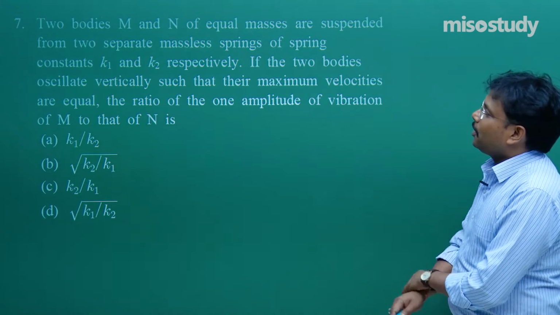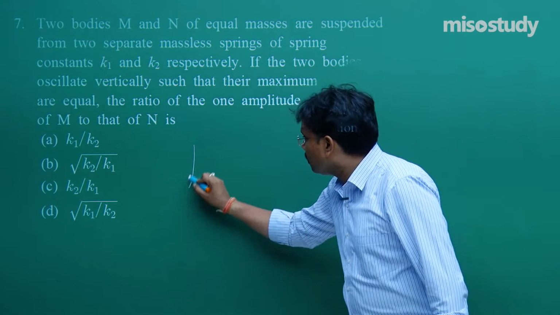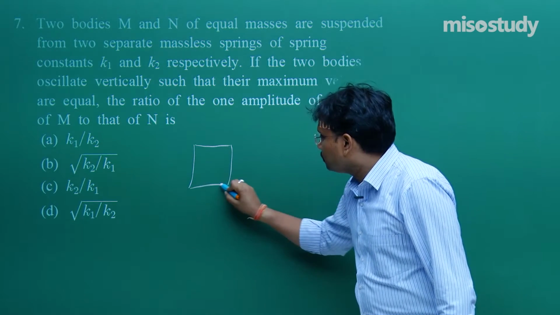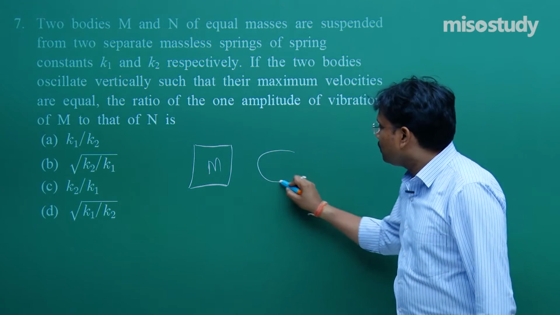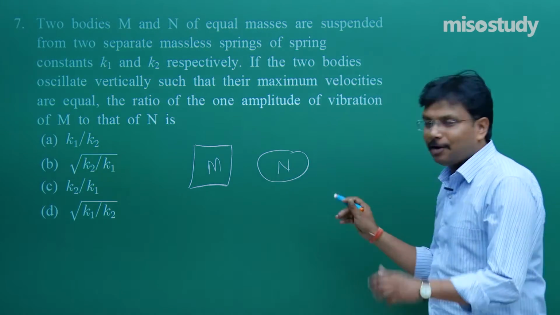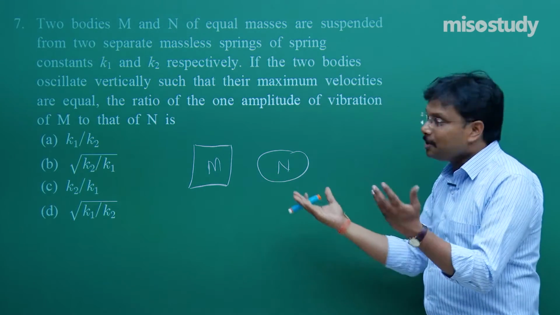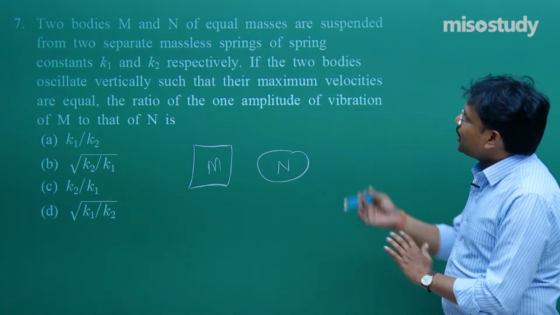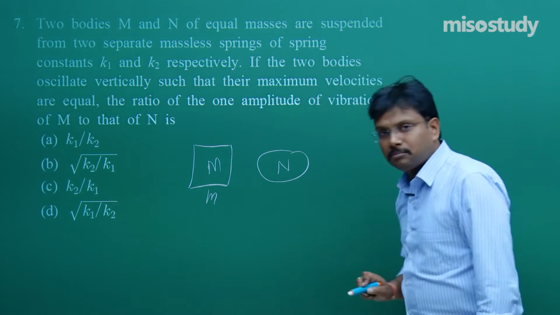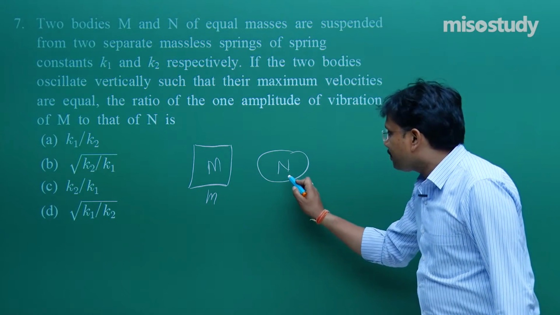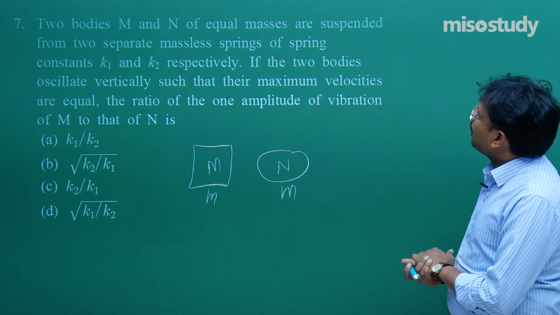So two bodies M and N. Let me give you just a quick, simple diagram. Body may be M and let's say body N. Just to show you that these two bodies are different. One is M, another is N. Any shape, of equal mass. So the mass of body M is M, and the mass of body N is also M, similar.